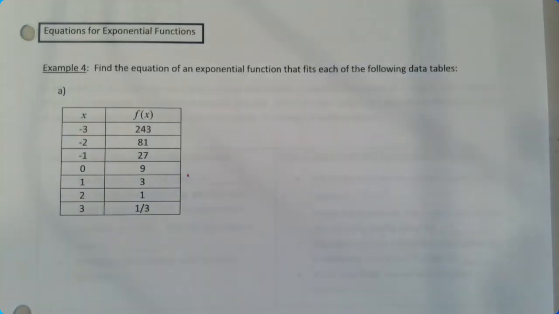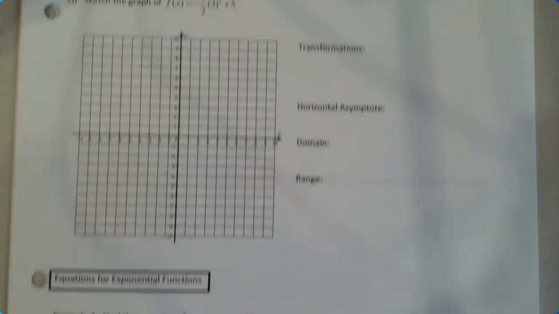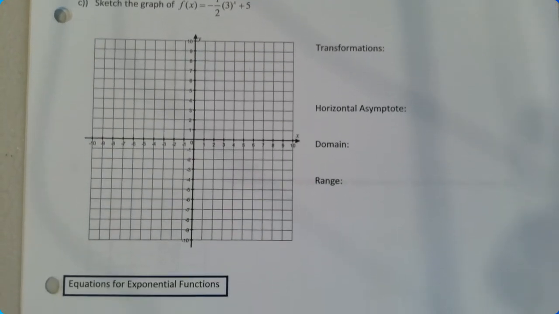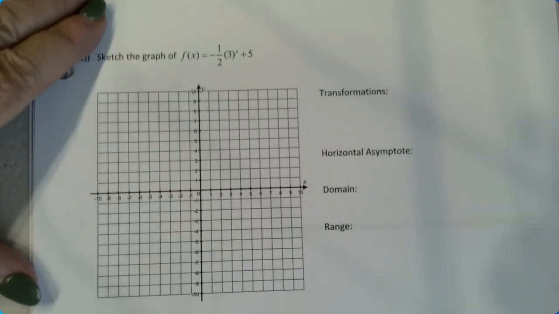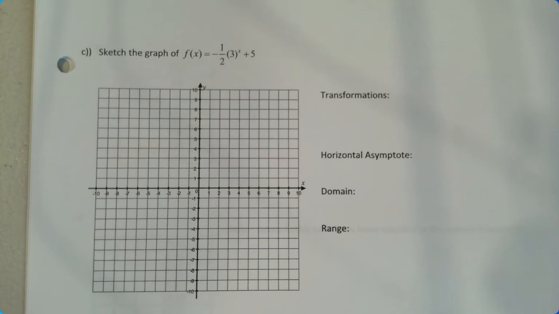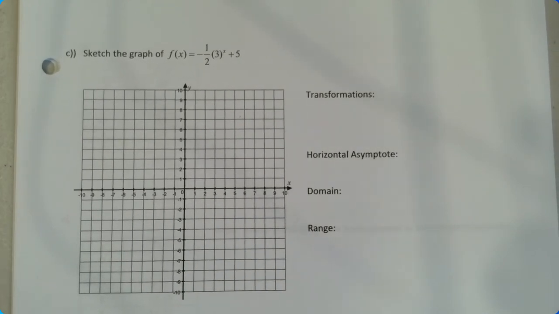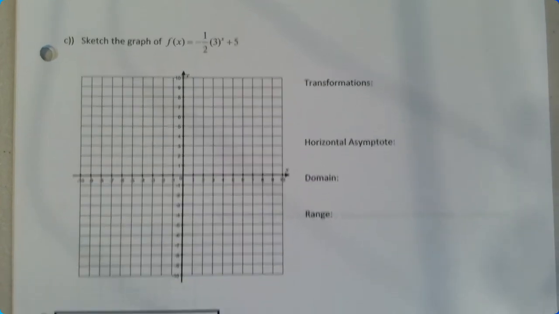All right, we have one more graph. I think we'll do one more graph in this video, and then we'll talk about the equations in the next one. So here, we are supposed to sketch the graph of f of x is negative 1/2 times 3 to the x plus 5.